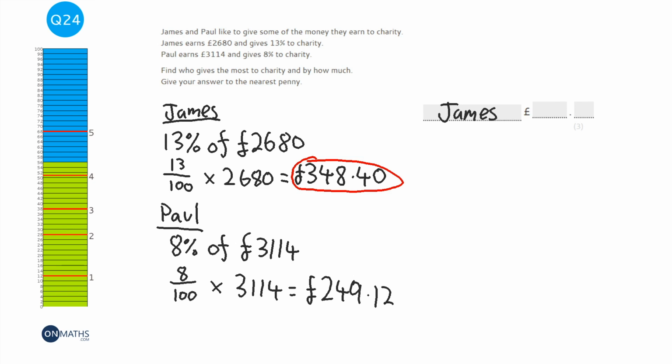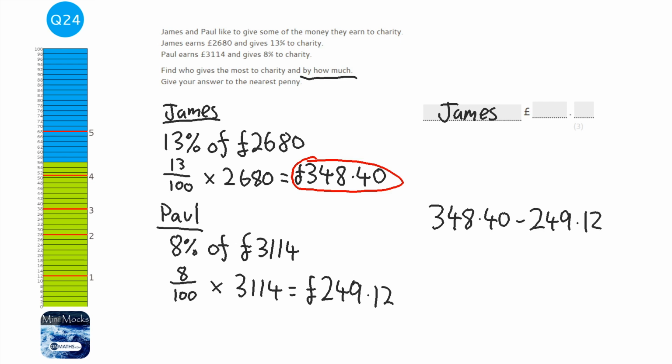And it says, who gives the most to charity and by how much? So we need to work out by how much. So 348.40, take away 249.12. So 348.4 take away 249.12 gets me 99.28. So it's £99.28.